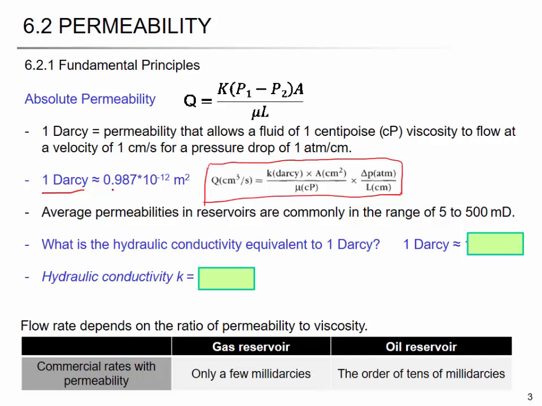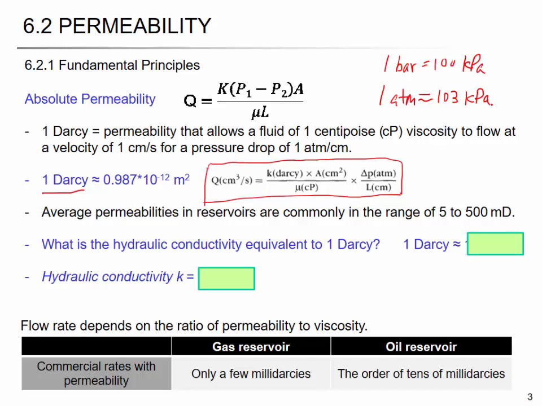So the reason that we have a 0.987 here instead of 1 is that 1 ATM is not exactly 100 kilopascal, right? 1 ATM is about, how much was it? 103 kilopascal, something like that, right? 1 bar is 100 kilopascal, but 1 ATM is around 103, if I'm correct, right? So that's why this is not exactly 1.